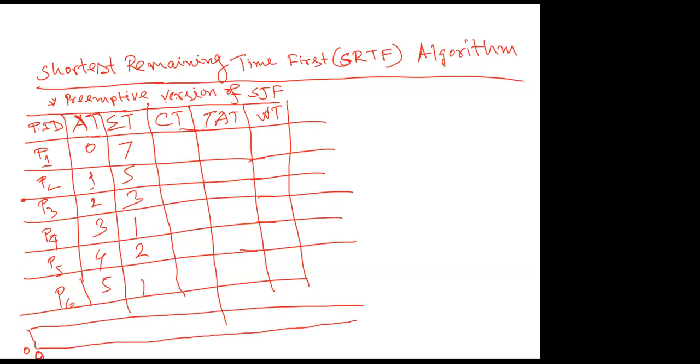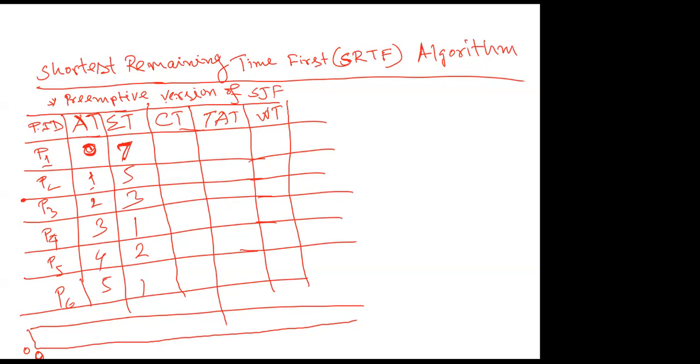At time unit 0, is there any process inside the RAM? Yes, at time unit 0, P1 is inside the RAM, and it needs a total of 7 time units to complete its execution. It arrived at 0. So at time unit 0 there is no other process, and your operating system will schedule the CPU for process P1.